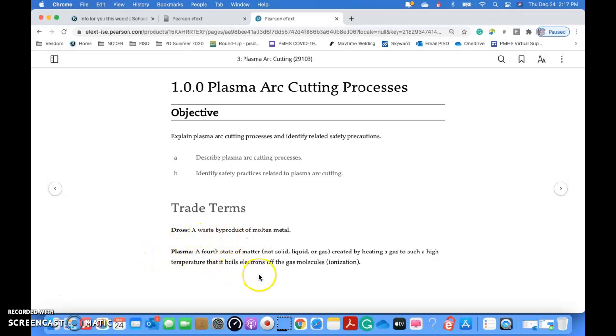Plasma, a fourth state of matter. It's not a solid. It's not a liquid. It's not a gas. It's plasma, created by heating gas to such a high temp that it boils electrons off the gas molecules. Ionization.